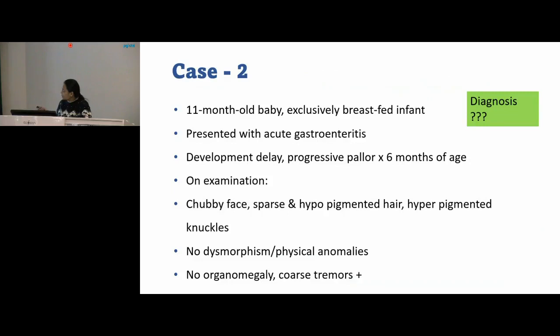Another common case that we would see is, Abirami, you can take. So, an 11-month-old baby who has been exclusively breastfed. The baby had presented with acute gastroenteritis, and then on history taking we found that the child had developmental delay. There was some progressive pallor, and on examination the child had a chubby face with hypopigmented sparse hair and hypopigmented knuckles. Did not have any dysmorphism or physical anomalies. No organomegaly on examination, but the child had some coarse tremors. So what would be your possibility?